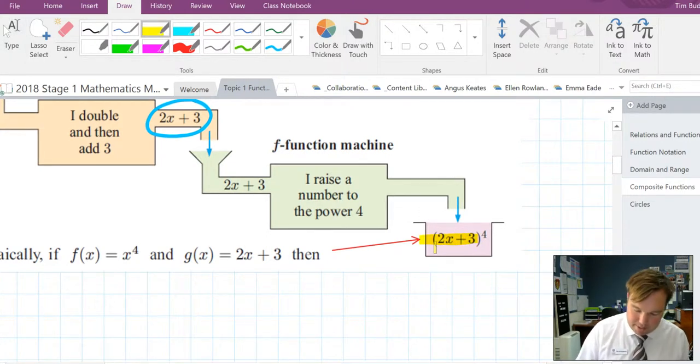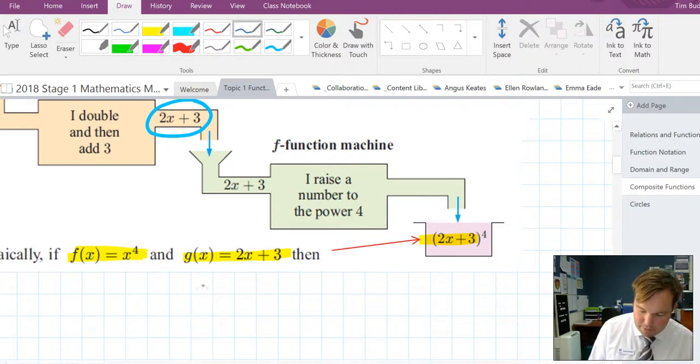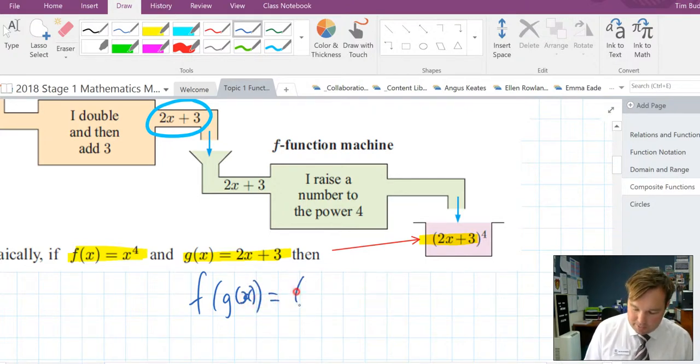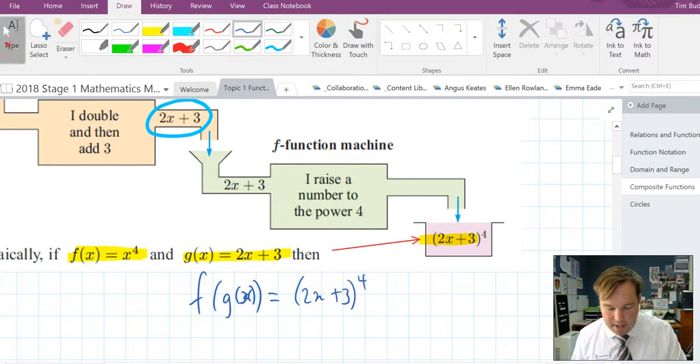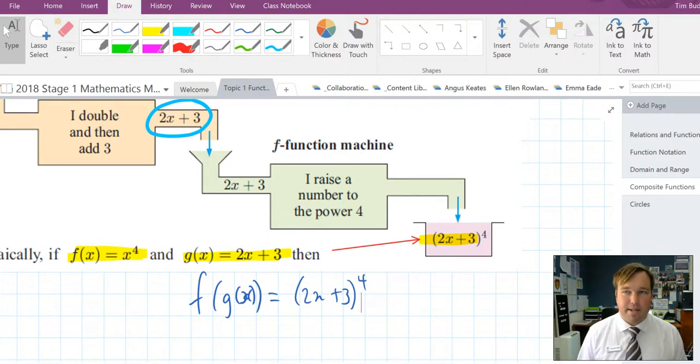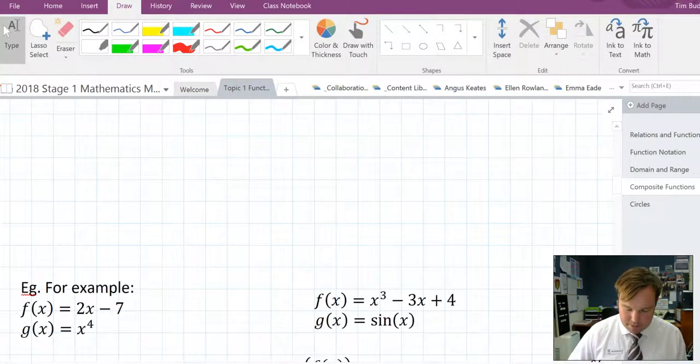So if we have f of x is x to the 4, and g of x is 2x plus 3, then f of g of x, apologies, that's an x in there, looks like 2x plus 3 to the power of 4. And particularly when we start calculus, and especially in year 12, it becomes very important to be able to recognize what an outer and inner function is here.